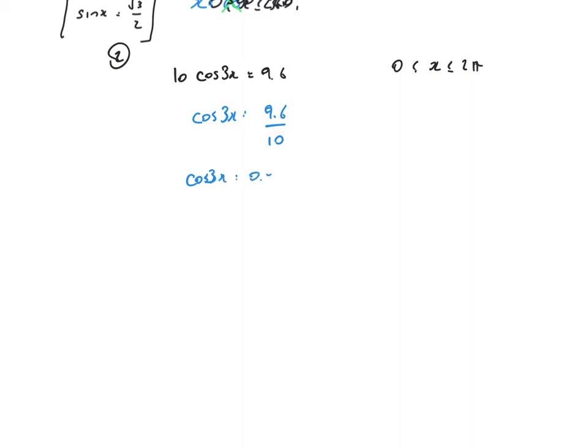Okay, so we've got cos 3x then is equal to 9.6 divided by 10, that's 0.96. Let's get the CAST diagram up. Okay, and then it's going to be 0, pi over 2, pi, 3 pi over 2, and 2 pi. Okay, so 3x equals cos inverse 0.96.